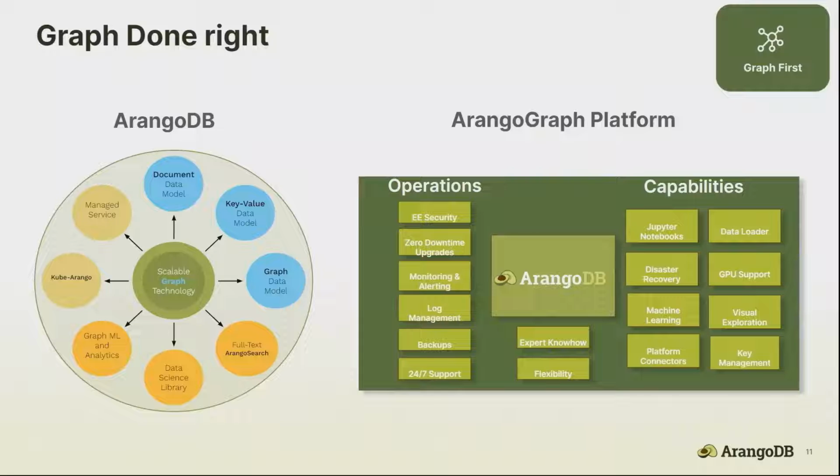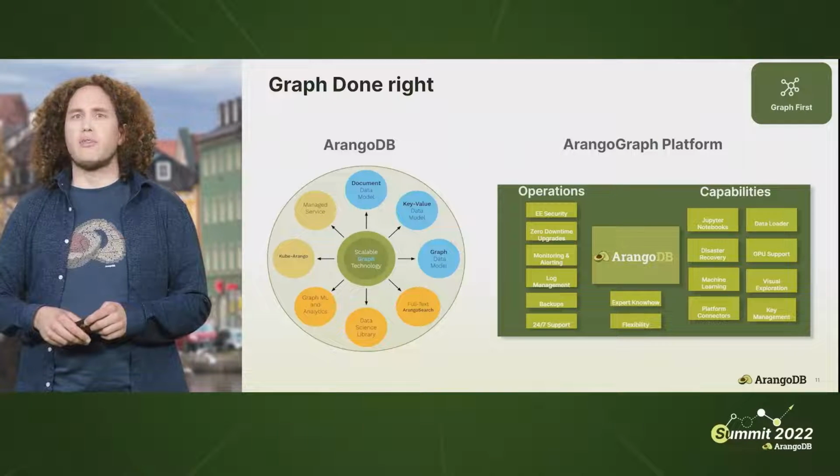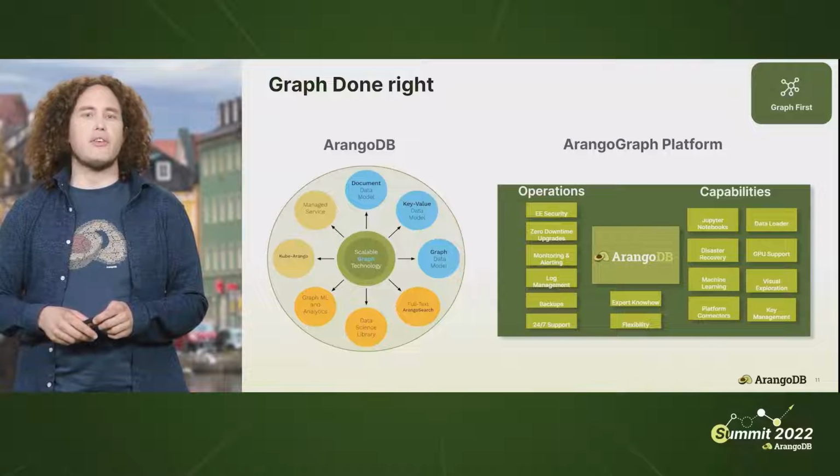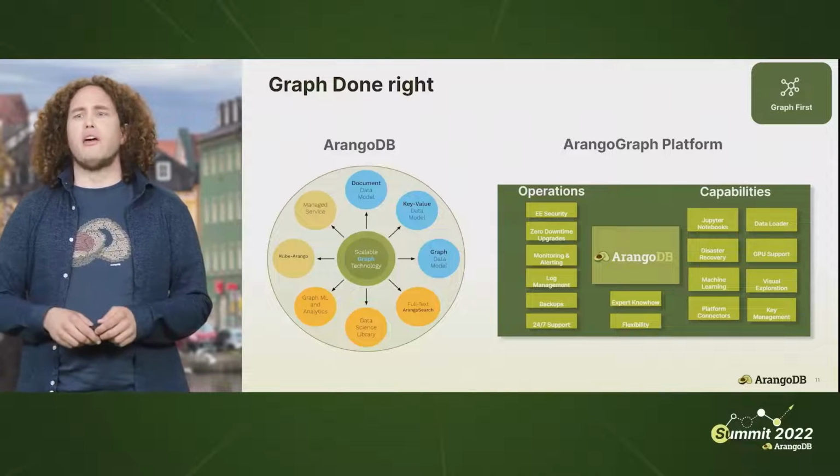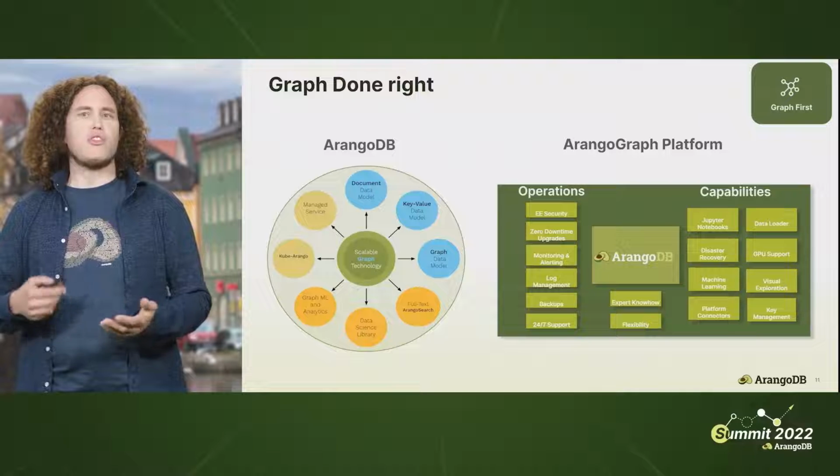So, furthermore, talking about graph done right, for me it comes down to those two dimensions. First of all, there's the core database itself, the core capabilities of the database. And I think there ArangoDB has some interesting concepts. First of all, it's really built around scalable graph technology to really scale to large enterprise-sized data sets. Furthermore, it also supports those other data models we've been talking about. And here, in particular, I would want to mention the document side.